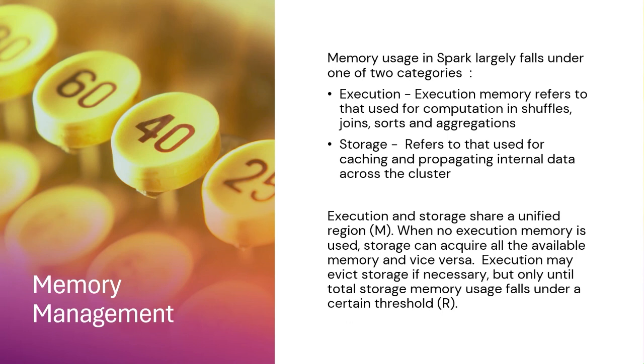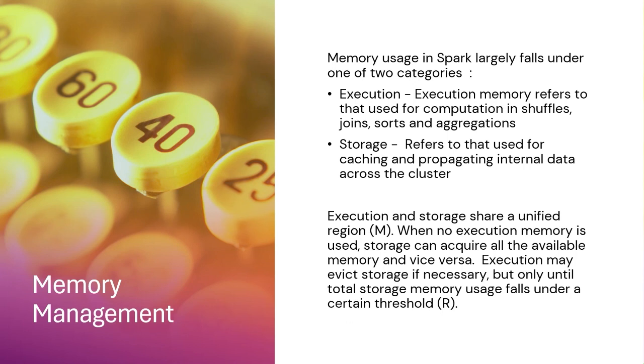What does it mean? Execution memory is the space or the memory that is used for computations like shuffle, join, sort, aggregation, any kind of operations that we are performing within our Spark application. The memory that is used is the execution memory. So think of it that there is a large block which is the total memory. It is divided into two spaces, execution and storage. Execution is where all your computations are happening, and storage is the part where you're caching, you're propagating internal data across the cluster. So these are two distinct categories.